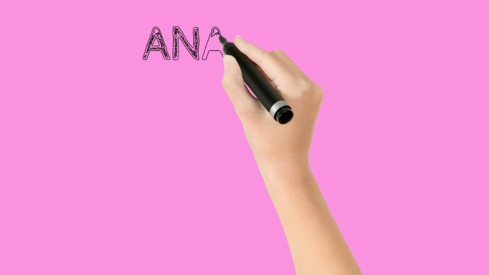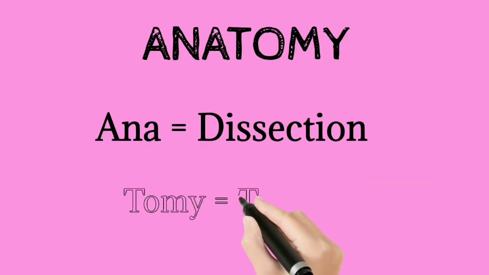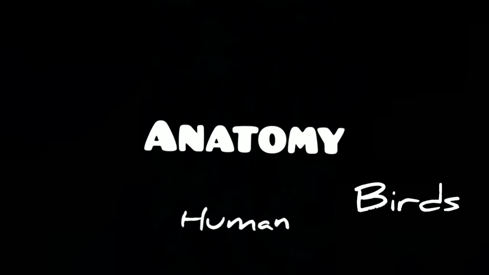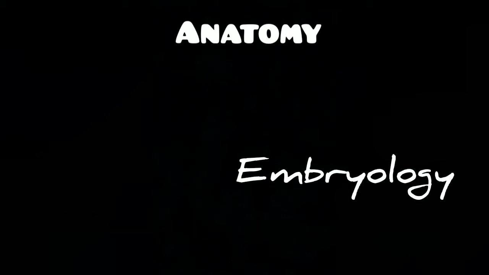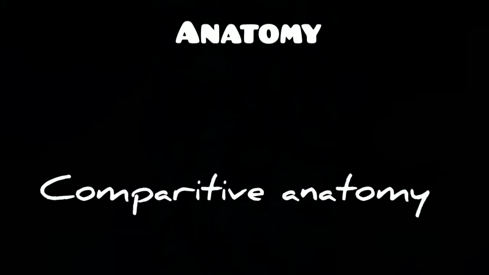The word anatomy is derived from the Greek word where ana means dissection and tomy means to cut. This word anatomy is commonly mistaken to refer only to human anatomy. Human anatomy is of course an essential basic science applied to medical biology, but still anatomy has much to deal with other organisms too. Anatomy is inherently connected with phylogeny, evolutionary biology, embryology, developmental biology, and comparative anatomy.